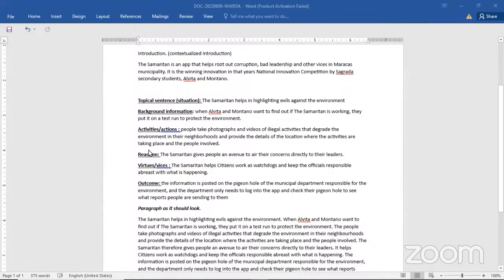All you need to do, remember, these 3 parts, the reaction, the virtue or vices, and the outcome, can be interrelated. They can be interlinked. Don't go out there thinking, I have to write a reaction, I have to write a virtue or a vice. That's why I'm trying to simplify it by saying topic sentence, 1 point. Background and activities together will give you a point. And then these 3 will give you another point. So don't think that if I don't have a reaction, I'm not scoring a point, or if I don't have a virtue or a vice, I'm not scoring a point.